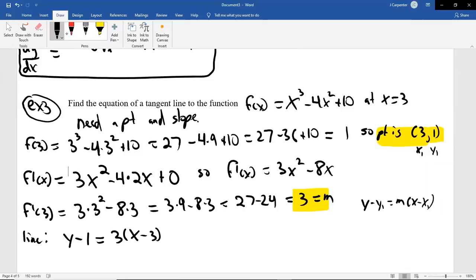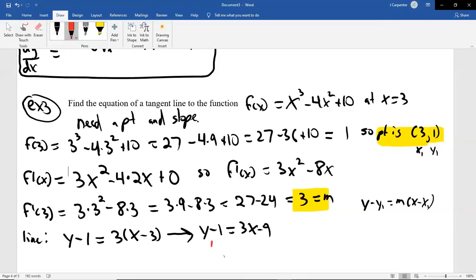Just a coincidence that there are two 3s here. This first 3 was the slope. The minus 3, that was the x1, the coordinate. That was the given 3, in fact. Well, we can clean this up. I'm just going to use a little arrow to say we're going over here. That's y minus 1 equals 3x minus 9.